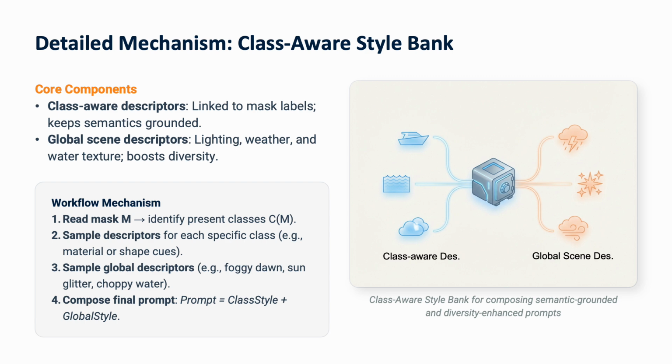For example, class-aware descriptors could provide different patterns of obstacle, wave, or cloud, like the water could become choppy harbor waves or a glittering calm surface. We then combine this class-level descriptor with a global scene pattern, like a foggy dawn or harsh sunlight. The result is high-entropy prompts that stay semantically grounded but produce much more visual variety.